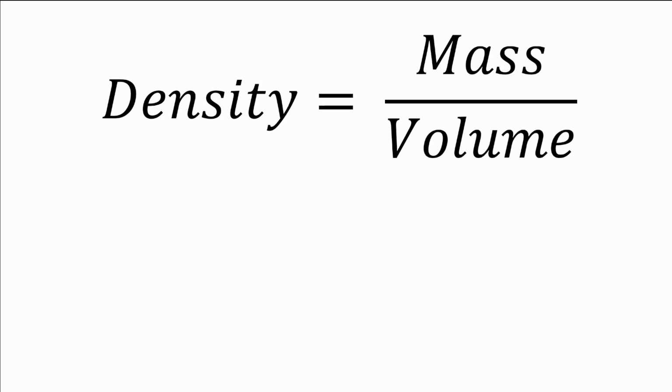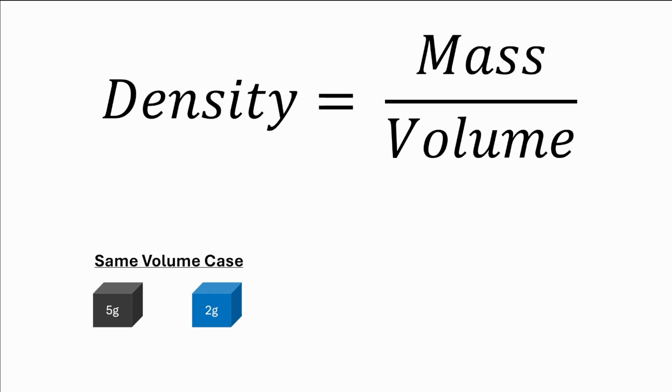If we break down this equation a little bit more, we can have the case where we have two objects of the same volume, indicated by the same size cubes, but one weighs more than the other, the 5-gram one versus the 2 grams. So in terms of density, the 5-gram cube will have a higher density than the 2-gram cube, or we also know this as the 5-gram cube being more dense than the 2-gram cube. This is one way they can ask you the question. Compare two different objects with the same volume but different masses.